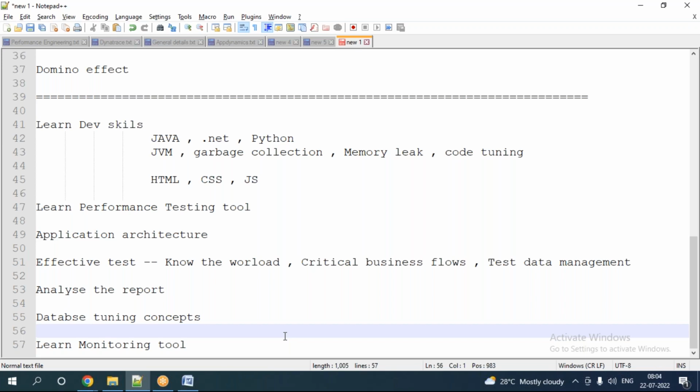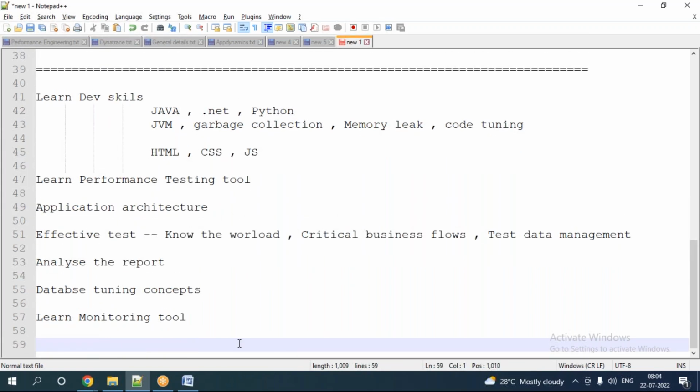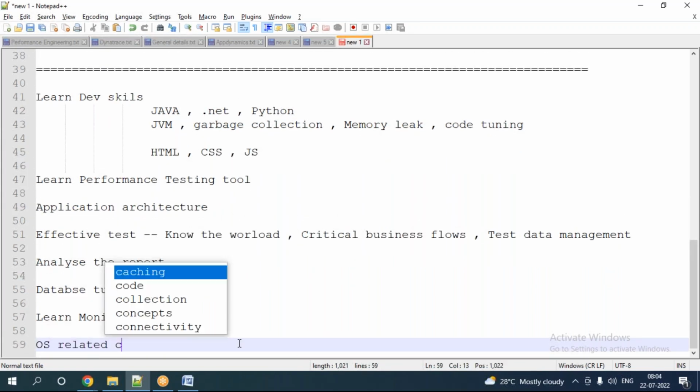So in that way, we are learning the front end side, server side, DB side, infrastructure side, everywhere we are going to do our monitoring, so that we will understand whenever we are using our application, how we are getting the response time across the layers. So that understanding also we are going to get using the monitoring tool, and learn some operating system related concepts.